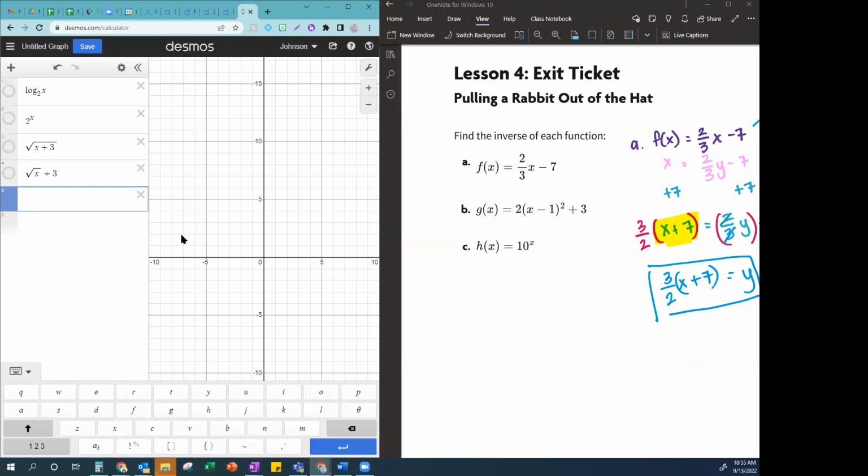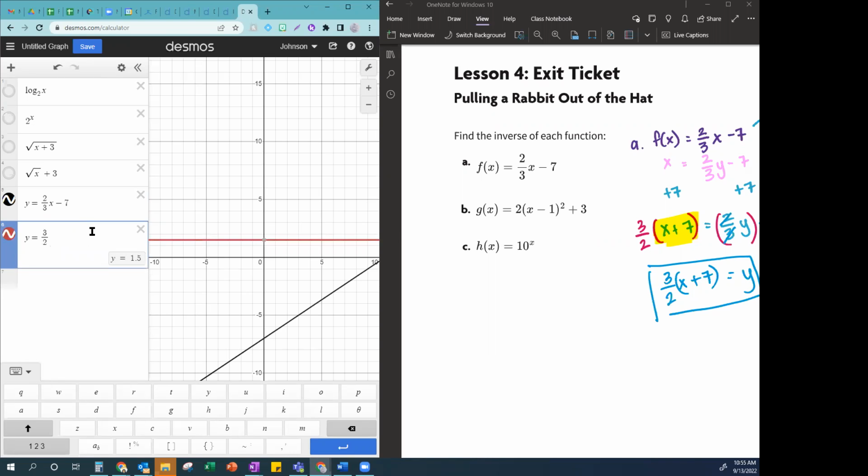So I'm going to graph this function right here. So y equals 2/3 x minus 7. You all see my line right here? Very good. I'm going to graph this one. What should happen when I'm done graphing this? What should I see? Anybody know what I should see? I'm typing it in slowly.